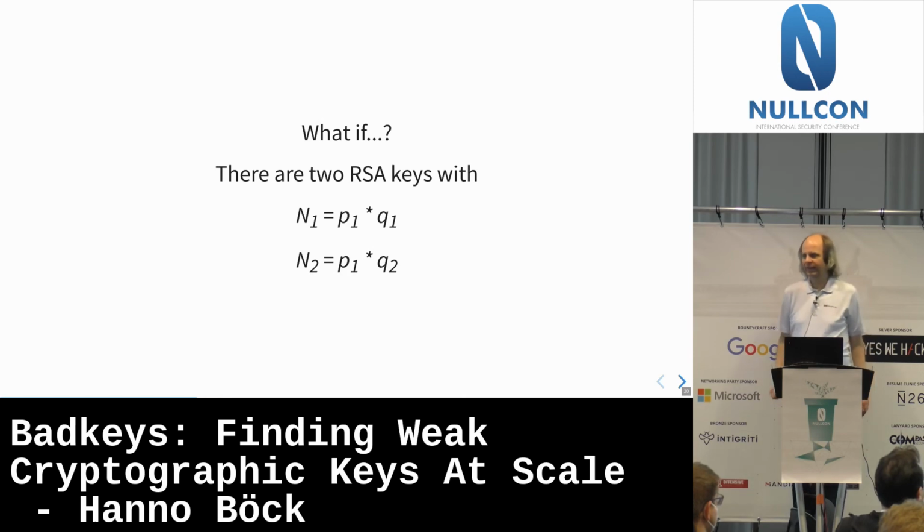Okay, now you could imagine we have some keys where something was wrong. We have one key that is the product of prime 1 and another prime, and we have a second key that is the product of prime 1 and another prime. So one prime is different and one prime is the same between 2 keys. Why would that happen? Things go wrong.